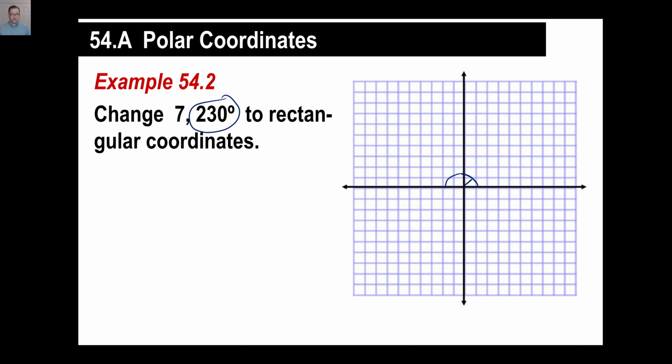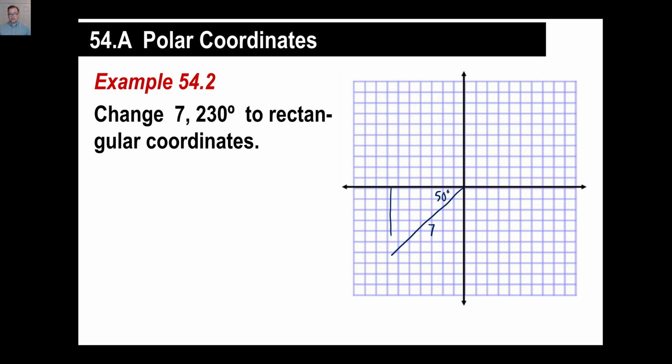So our line needs to be down here somewhere. We don't care about perfect drawing, but we know it's going to be 7. That's the length of this line. 230 degrees, you tell me. This is 90, this is 180. How much more do we have to get to 230 degrees? In other words, this angle right here, how much more is it going to have to be? 50, right? So this is a 50-degree angle right here.